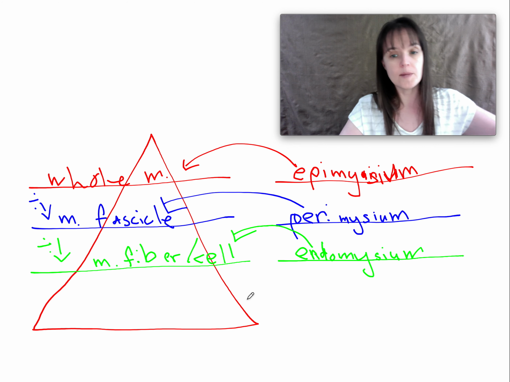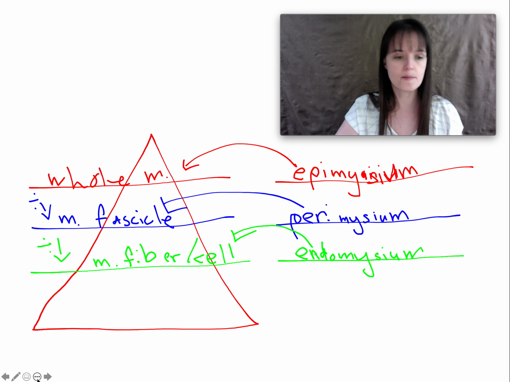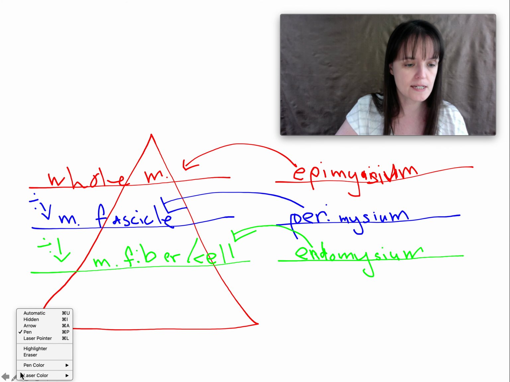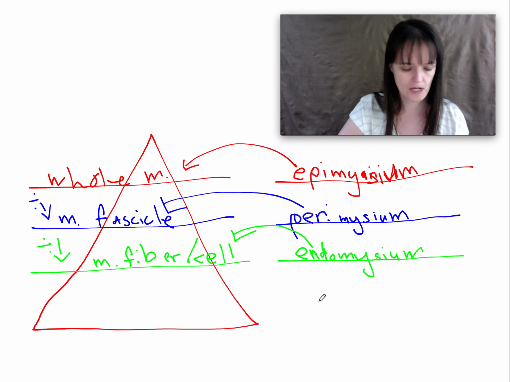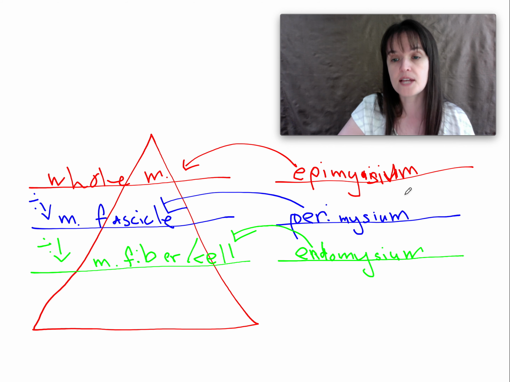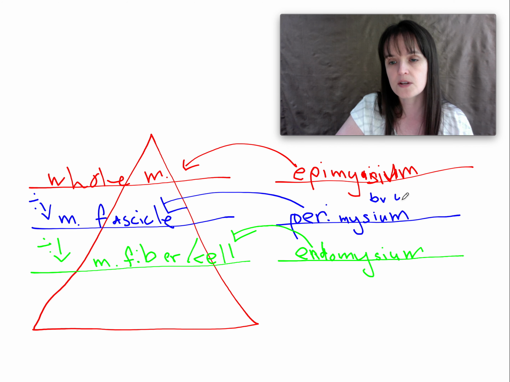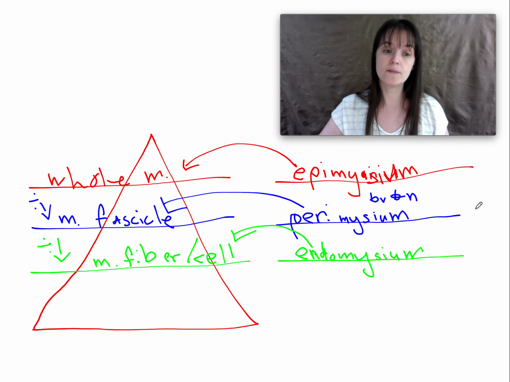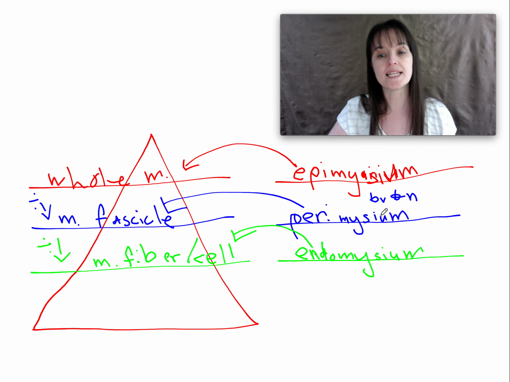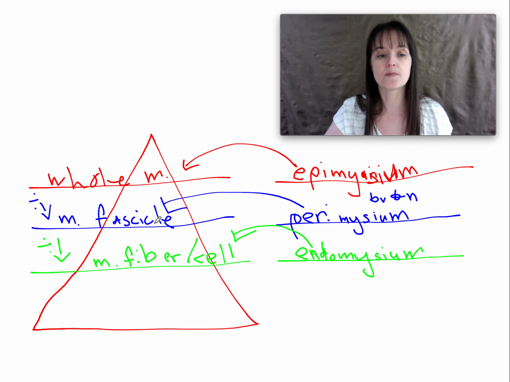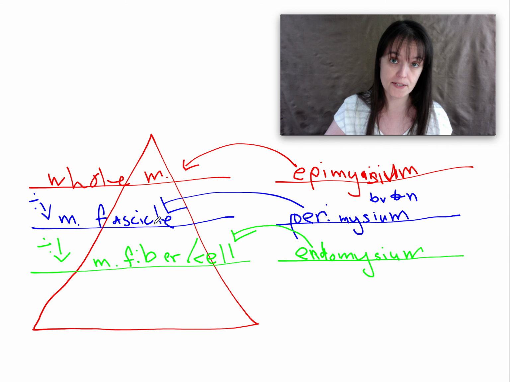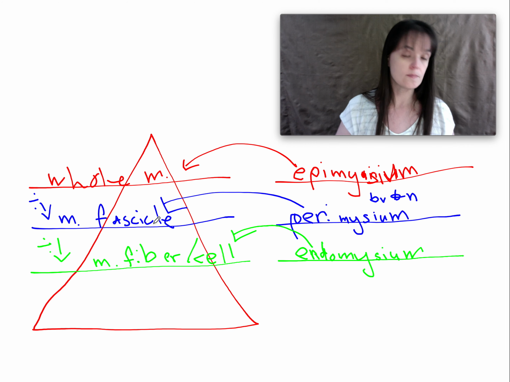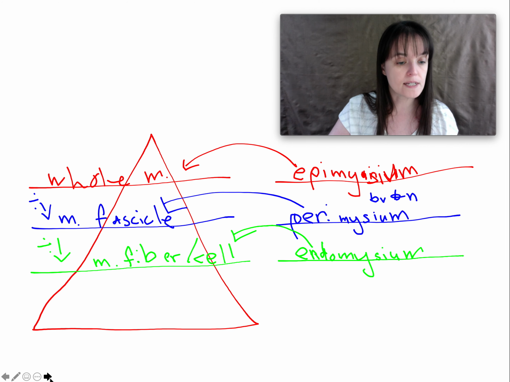So I do want to say that the perimysium does contain the blood vessels and nerves. And this is the neurovascular bundle that we talked about. And there are neurovascular bundles in the perimysium that surrounds each and every muscle fascicle. Okay, so let's talk more about blood vessels.